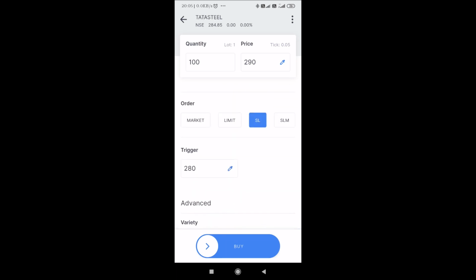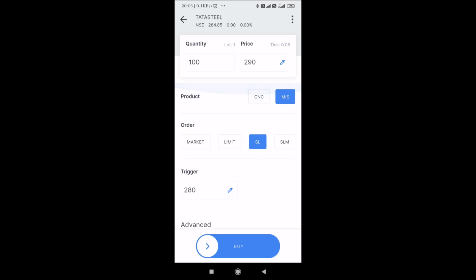So just place a stop loss order and the trigger should be at 280. So when the price reaches 280, once my buy order is executed, only then will the stop loss order be triggered.